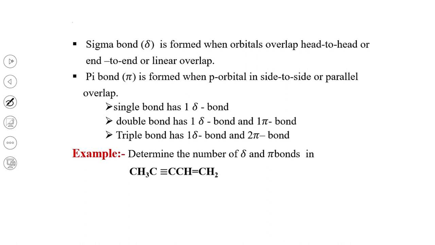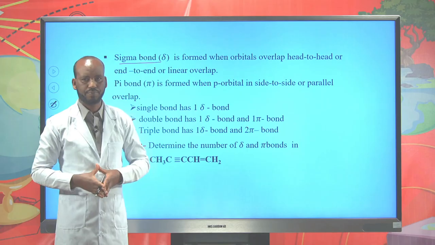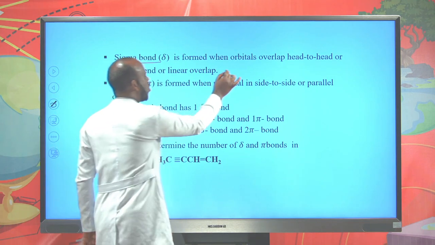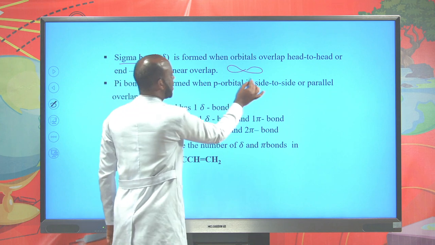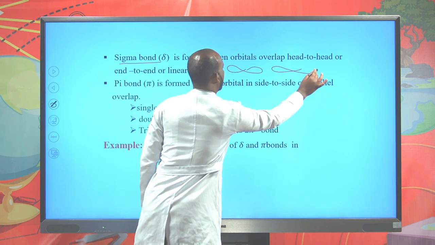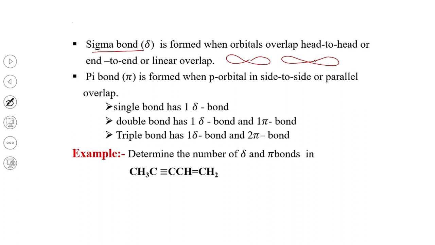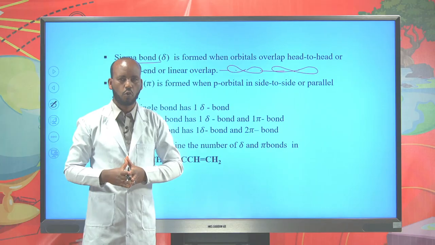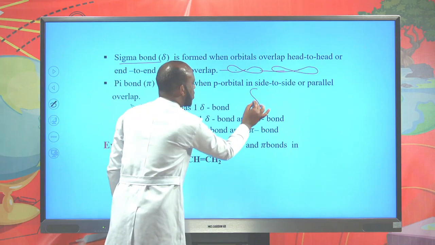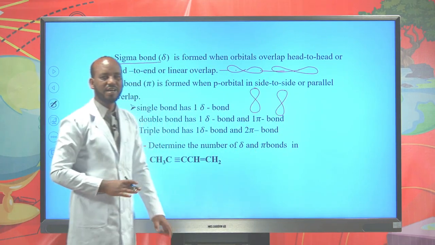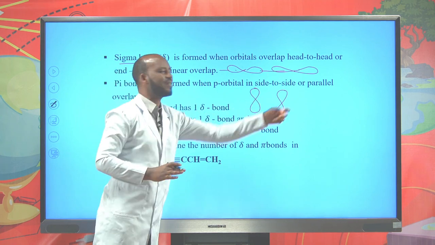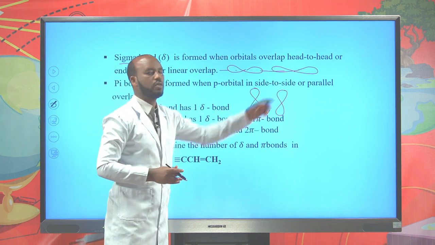Formation of sigma bond: a sigma bond is formed when orbitals overlap head-to-head, end-to-end. As we said, in the overlapping of p atomic orbitals, the overlapping is head-to-head along the internuclear axis, and a sigma bond is formed. A pi bond is formed when p orbitals overlap side-to-side, or parallel. When parallel p atomic orbitals overlap along the line perpendicular to the nuclear axis, a pi bond is formed.